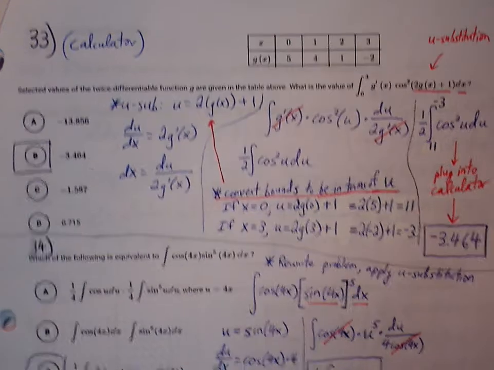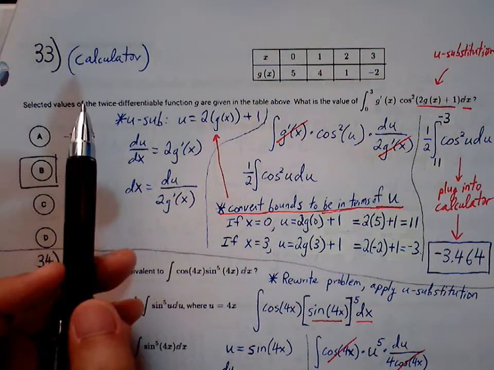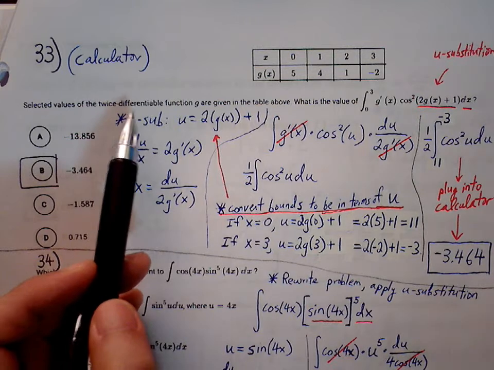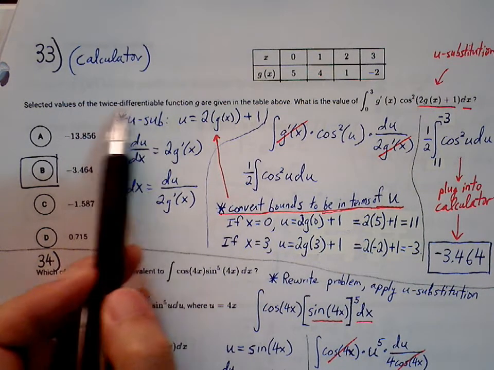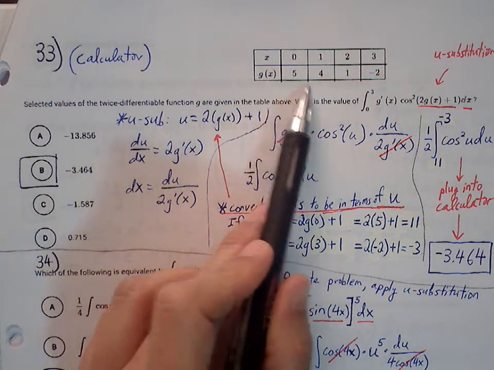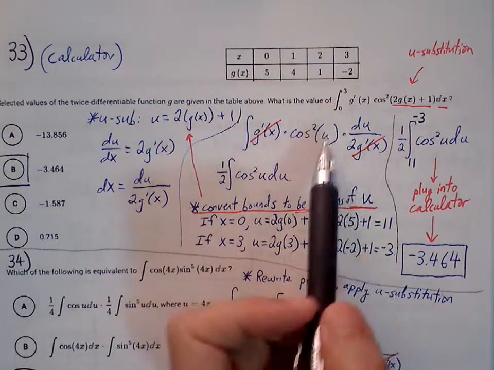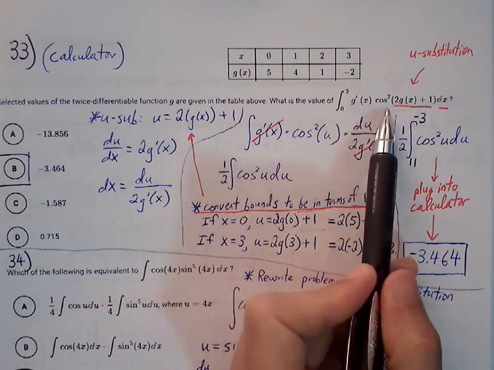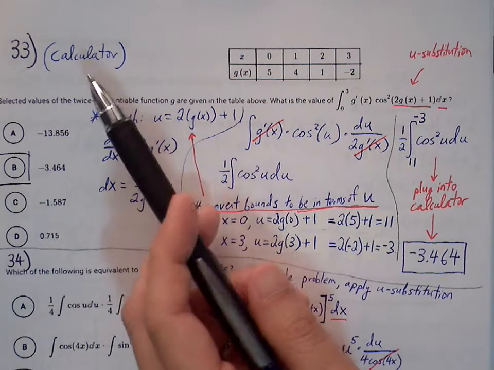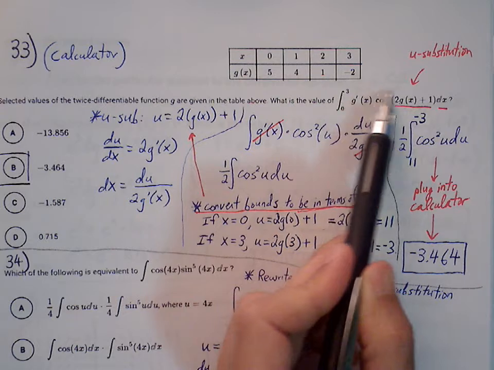Continuing with calculator, this is number 33 of the multiple choice cumulative review. Selected values of a twice differentiable function. Again, we see this word a lot here, smooth curve. Ordered pairs from g of x are shown. What is the value of the definite integral from 0 to 3 of g prime of x cosine squared of 2g of x plus 1 dx?